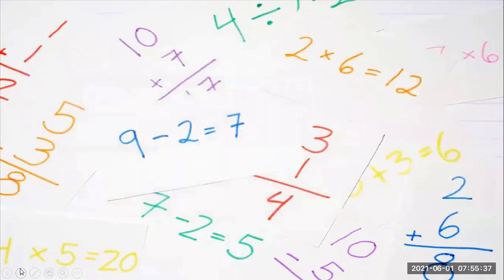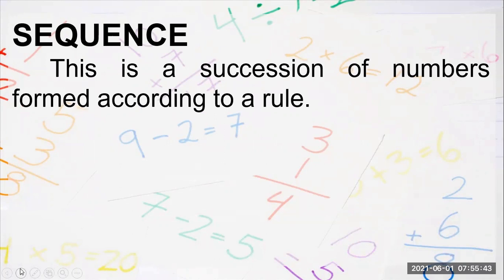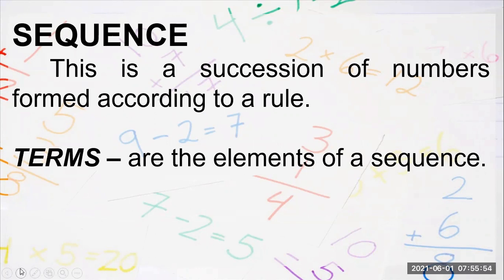So let's start. So let us define first what is a sequence. So a sequence is a succession of numbers formed according to a rule. It is also a function defined on the set of positive integers. So the elements of a sequence constitute the terms. So yung mga elements na meron po tayo sa isang sequence ay tinatawag nating terms.